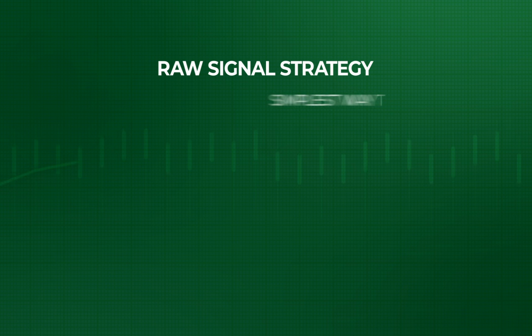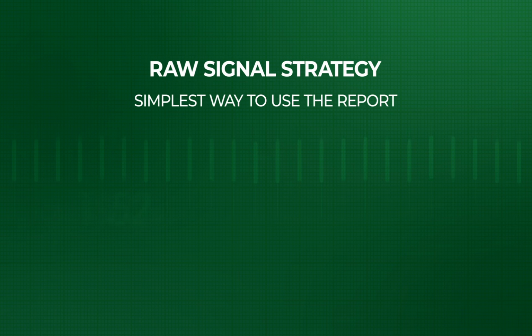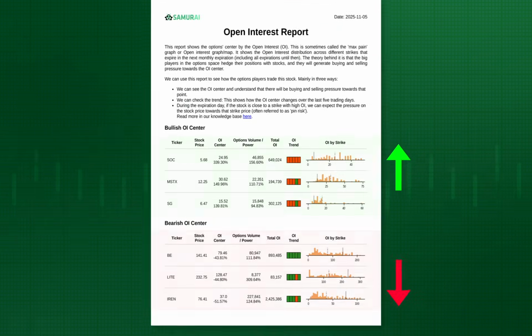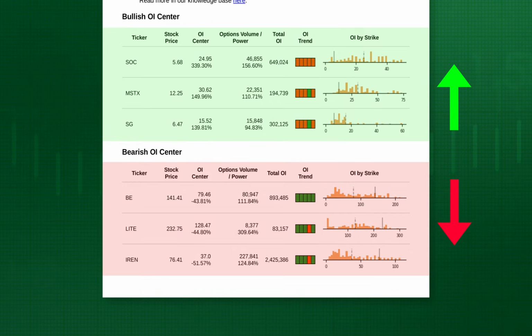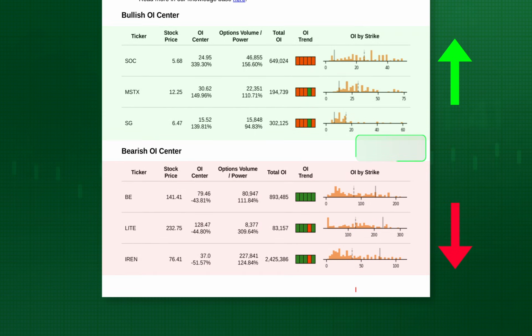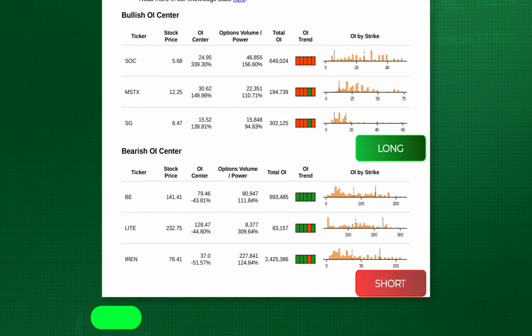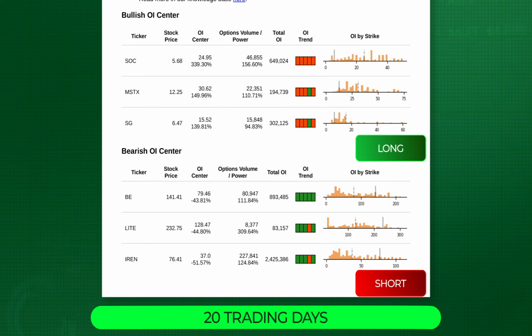Let's start with the simplest strategy you can use to trade our report: the raw signal. Each day, we take the top 3 bullish and bottom 3 bearish tickers from the open interest report. Then we go long on the bullish ones, short on the bearish ones, and hold each trade for 20 trading days.